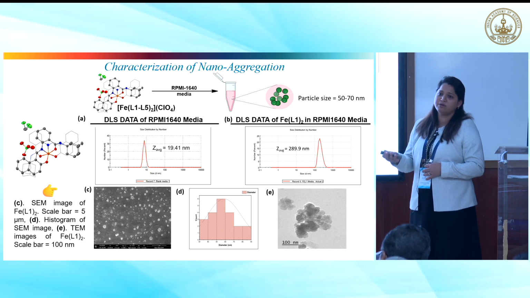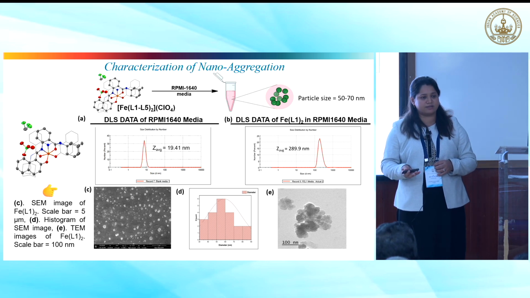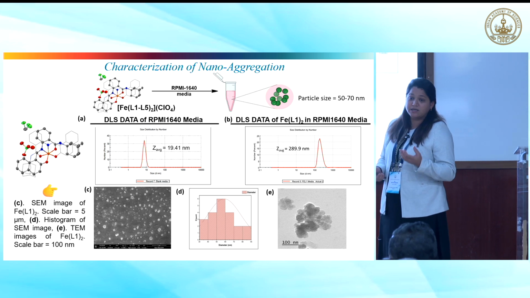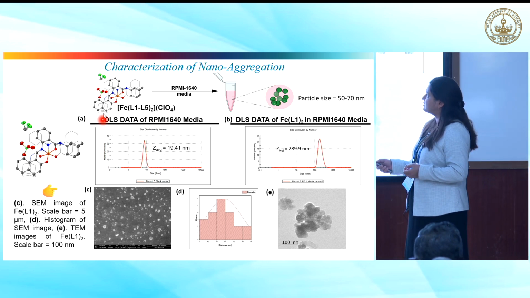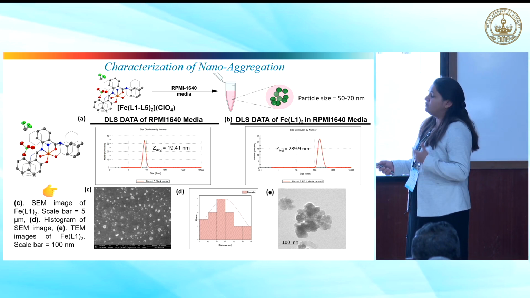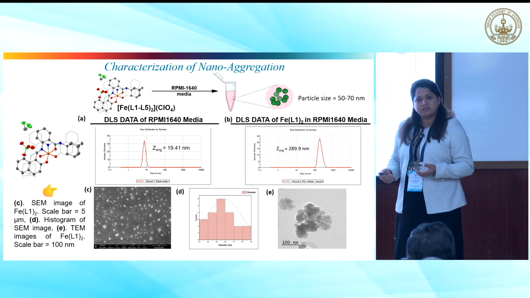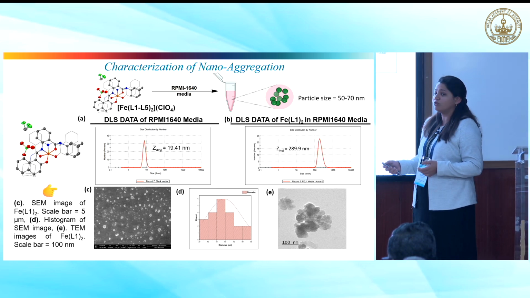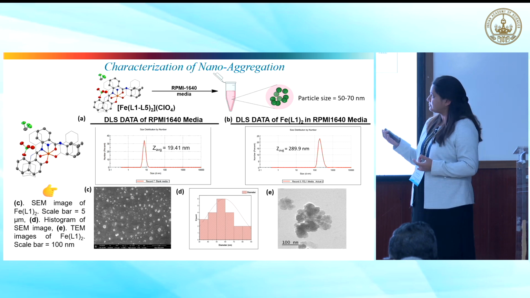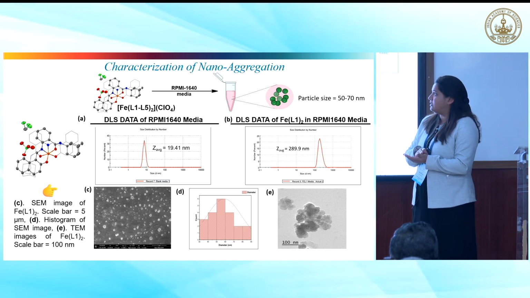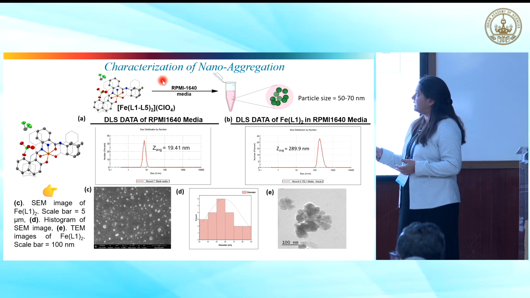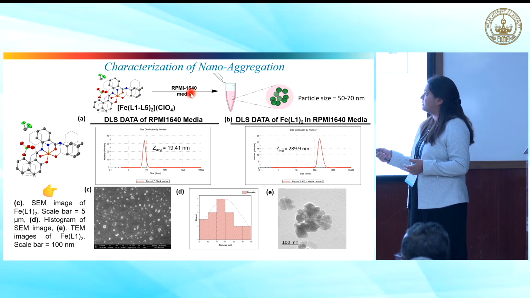But before we moved on to any biological assay, we wanted to characterize the identity of these compounds in the solution state, because we had the crystal structure but were not sure how it exists in solution. This is one of the media used to grow cancer cells, especially breast cancer cells and colon cancer cells. What was seen in this medium is that our class of compounds exists in the form of a nanoaggregate.